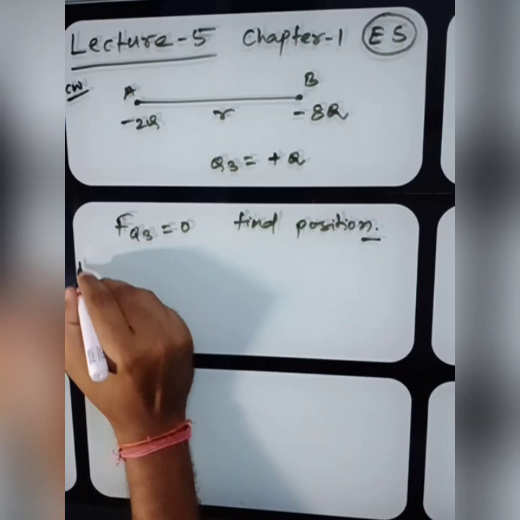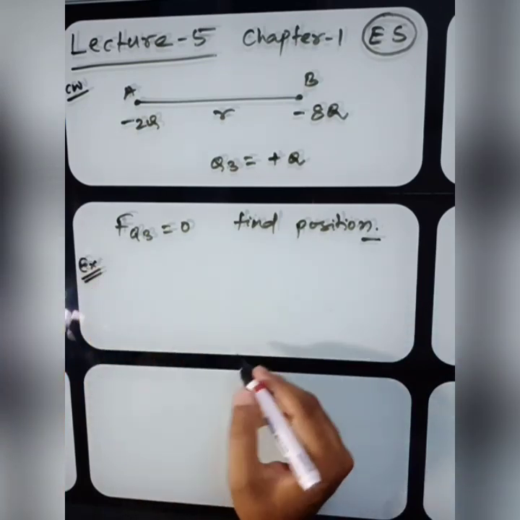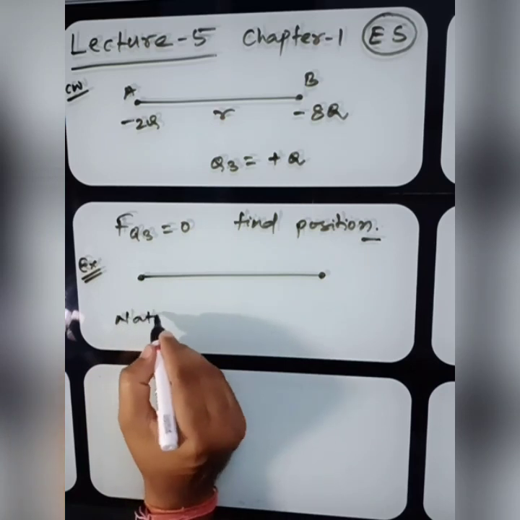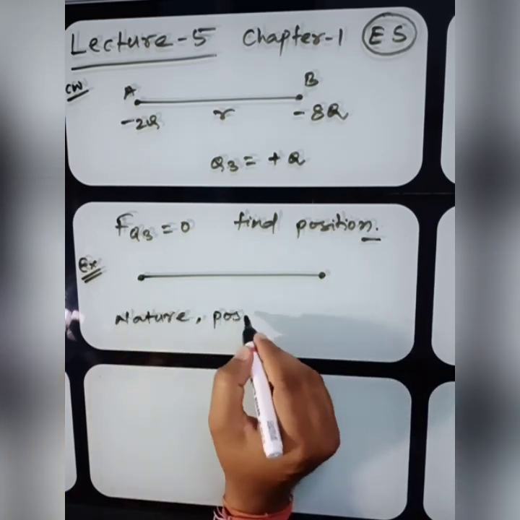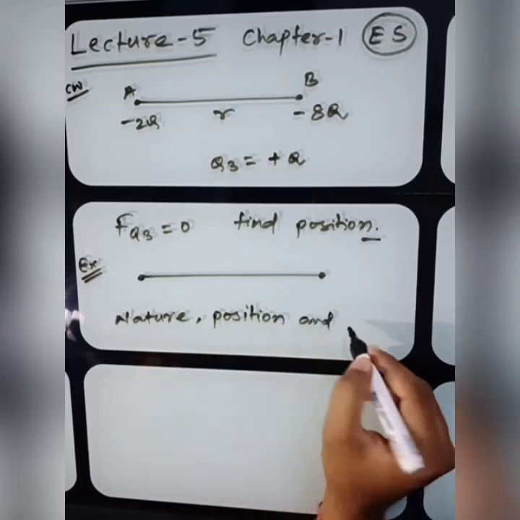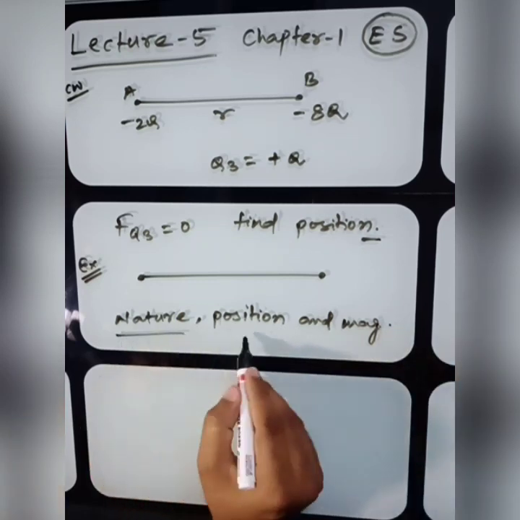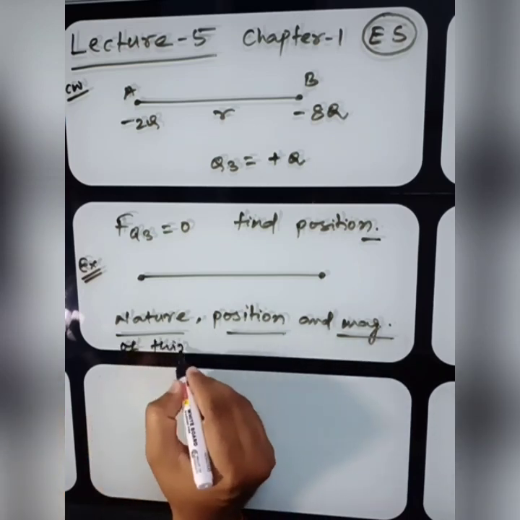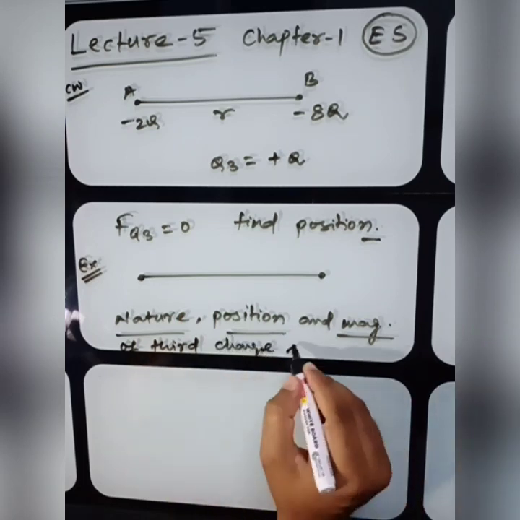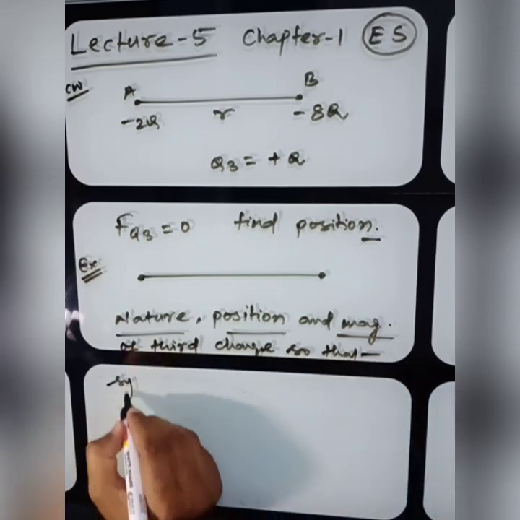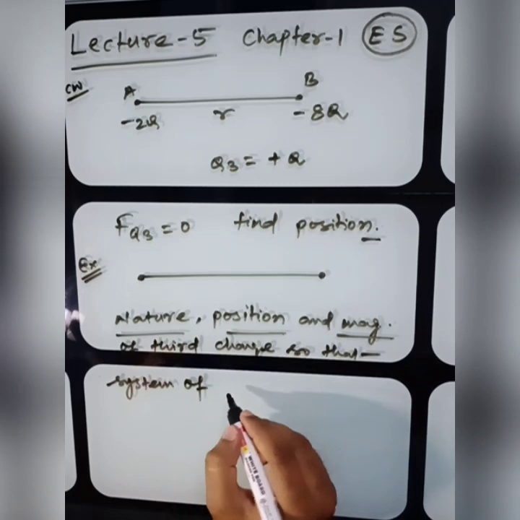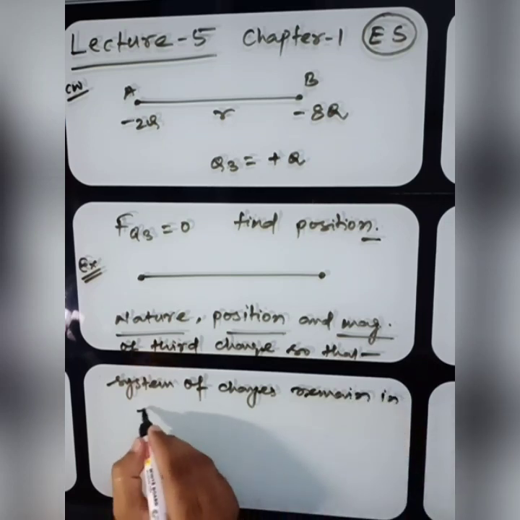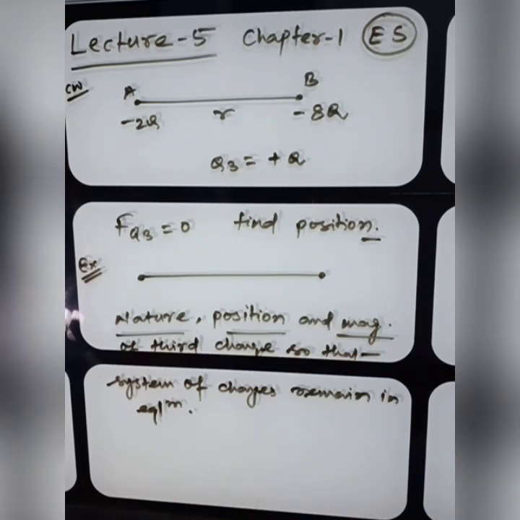Now let me move to another type of question on the basis of the superposition principle. Now you have to find the nature, position, and magnitude, all the three things, of the third charge so that the system of charges remains in equilibrium. What is the meaning of equilibrium?